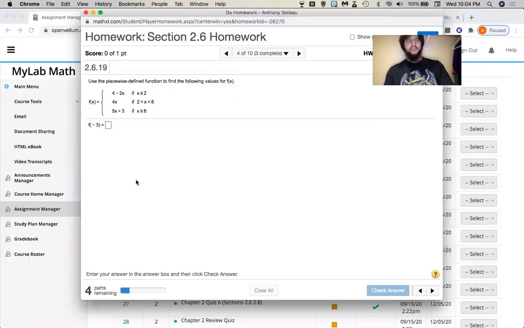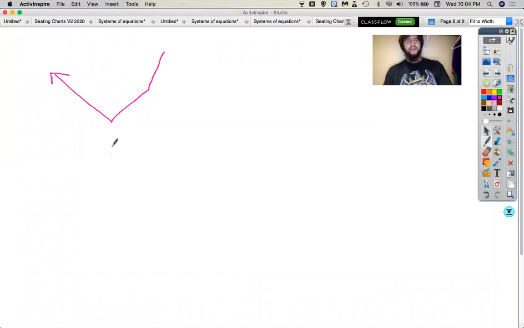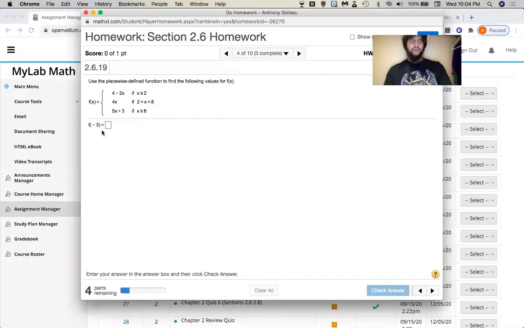It's a bunch of things just shoved together, and they might not even be connected. There could be gaps. There could be jumps. You got to check. For now, though, we're just evaluating. So if I plug in -3, well, which one do I plug it into? Is -3 bigger than or equal to 8? Is it between 2 and 8? Is it less than or equal to 2? That's where you plug it in.